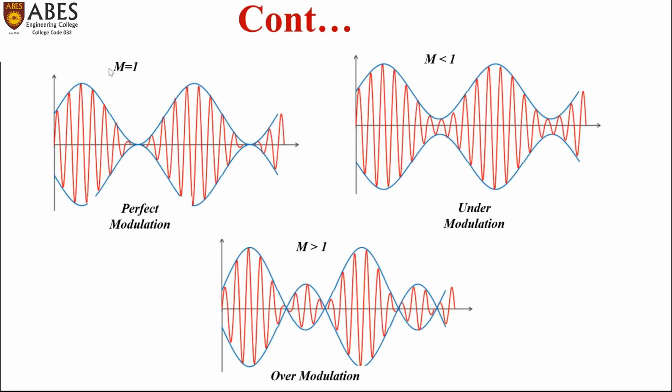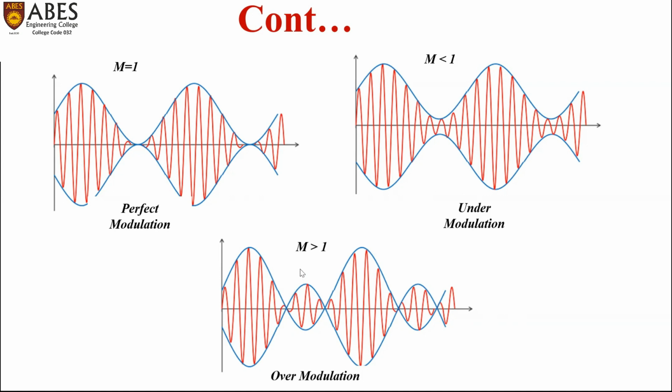Now we can see also different values show different types of modulation. If M equal to 1, then it is called perfect modulation, meaning 100% modulation takes place. If M is less than 1, then it is said to be undermodulation. In most practical cases, we will see this type of modulation, that is undermodulation, because M equal to 1 is the ideal case that no one can achieve. We can only approach this ideality.